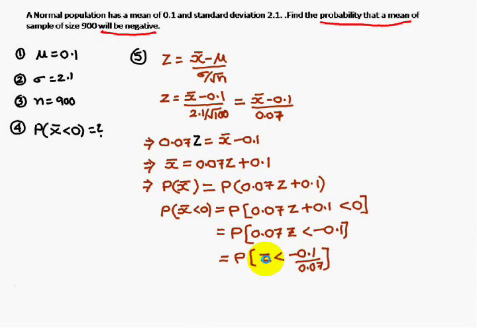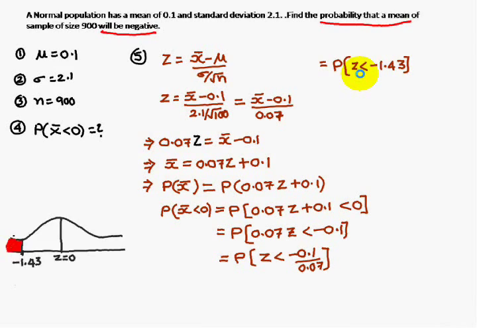Now divide with 0.07, you are going to get z less than minus 0.1 by 0.07. That is nothing but probability of z less than minus 1.43. Now you take a diagram, z is equal to 0 here, minus 1.43 on the left side of that. So z less than minus 1.43 means this is the shaded area you have to find out. How will you find out this shaded area?